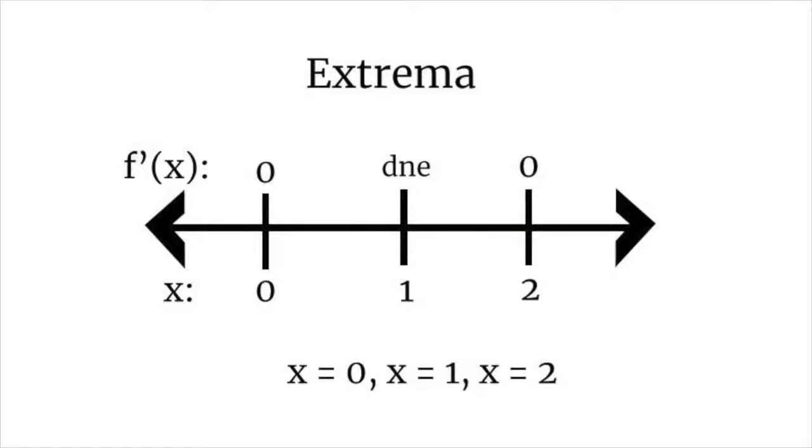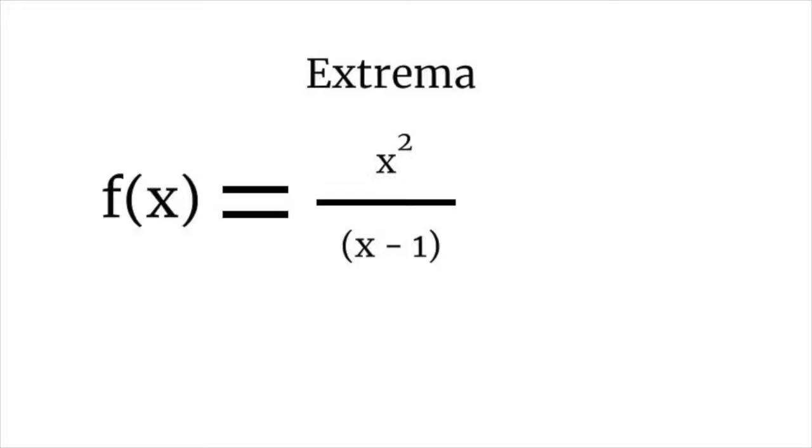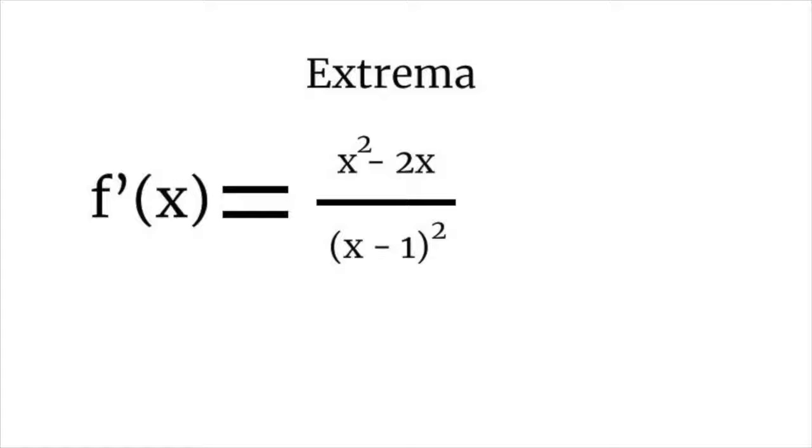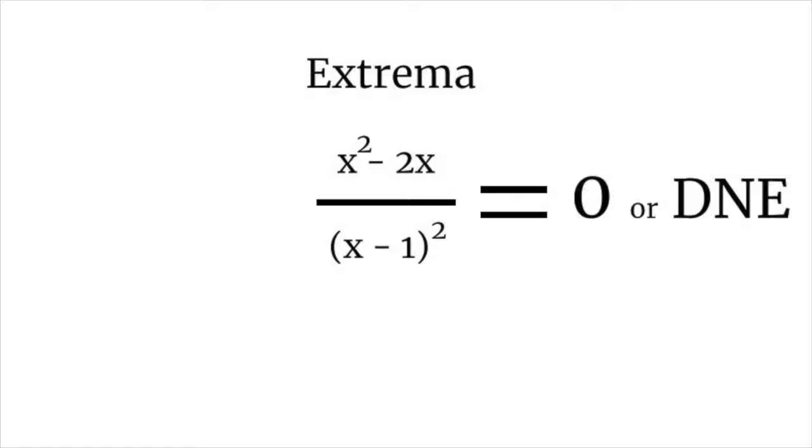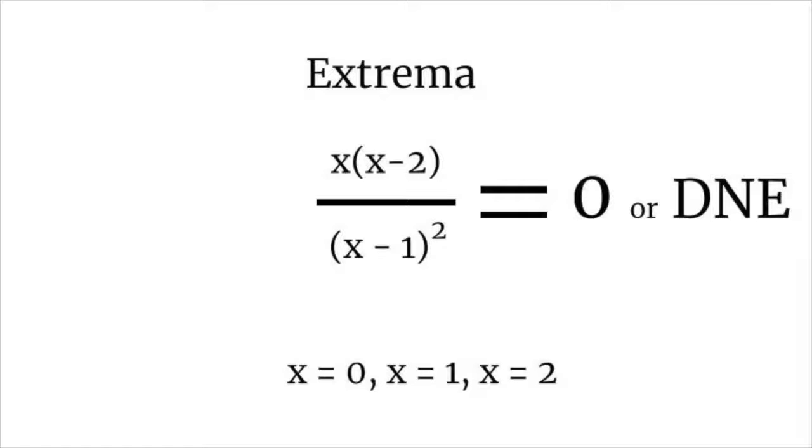A nice and easy method is to use a sign chart. We will use this method for finding the extrema for the following equation. The first step is to derive it. Then find the x points where it equals 0 or it does not exist. That happens at x equals 0, x equals 1, and x equals 2.